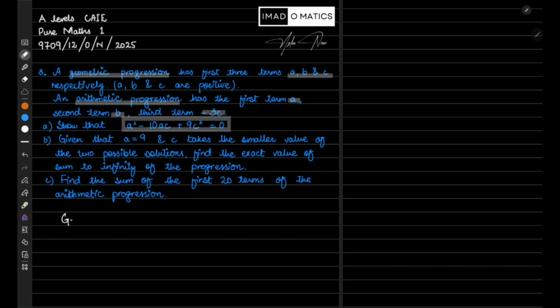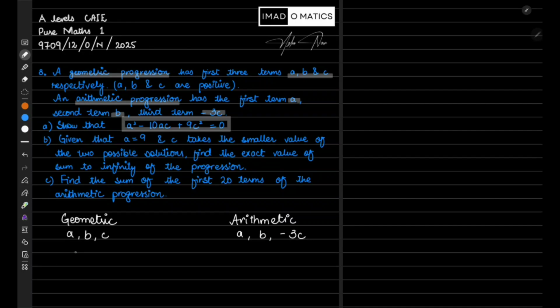Okay, so first of all we are being given geometric. So what we will be doing is to use these A, B, C values to put in the formulas for arithmetic and geometric progression and extract this relation out of it. So geometric terms are given to be A, B and C. In arithmetic we are being given A, B and minus 3C.